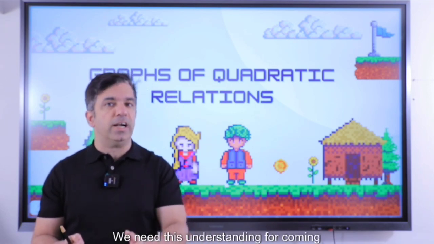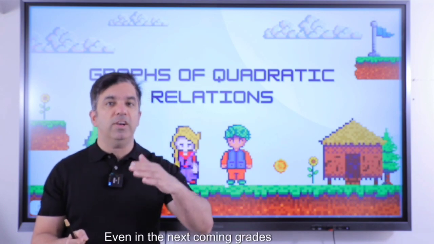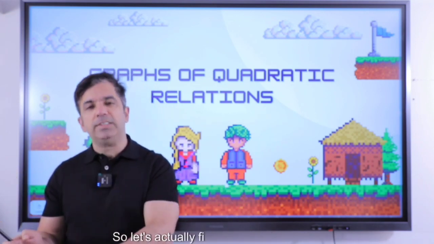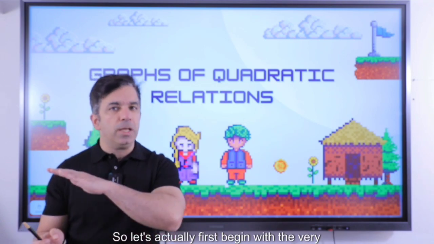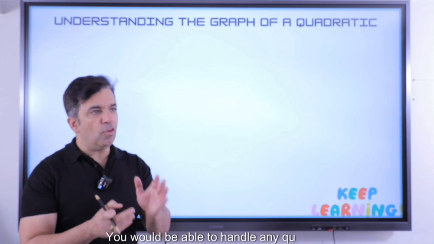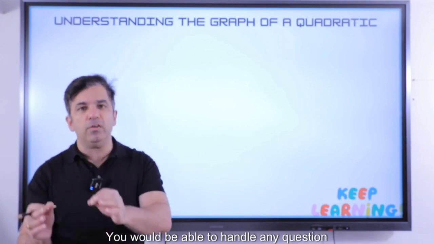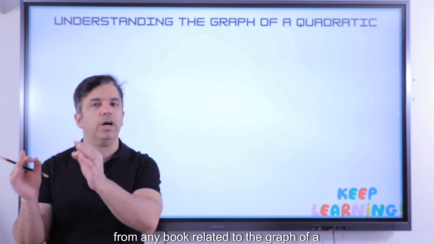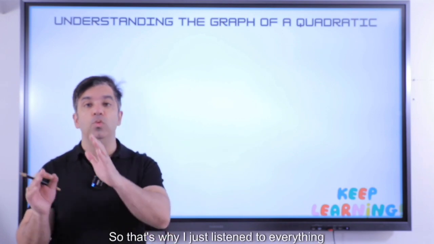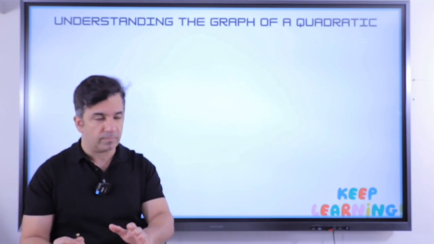We need this understanding for coming classes as well. Even in the next coming grades, this would be of great help to you. So let's first begin with the very basic understanding. By the end of the discussion of this topic, you would be able to handle any question from any book related to the graph of a quadratic expression. So just listen to everything very carefully.